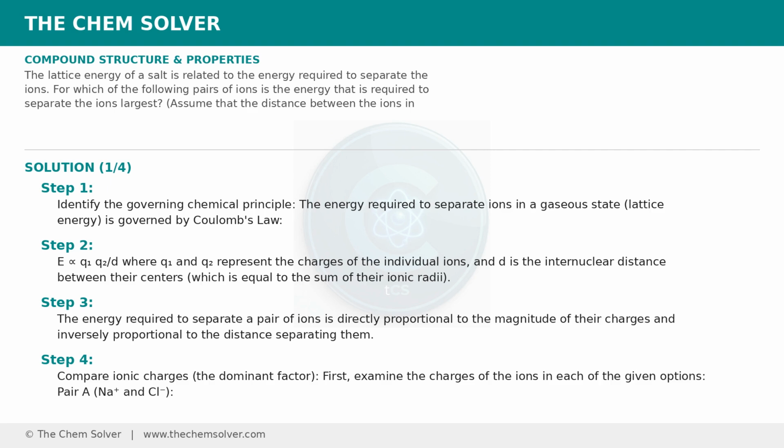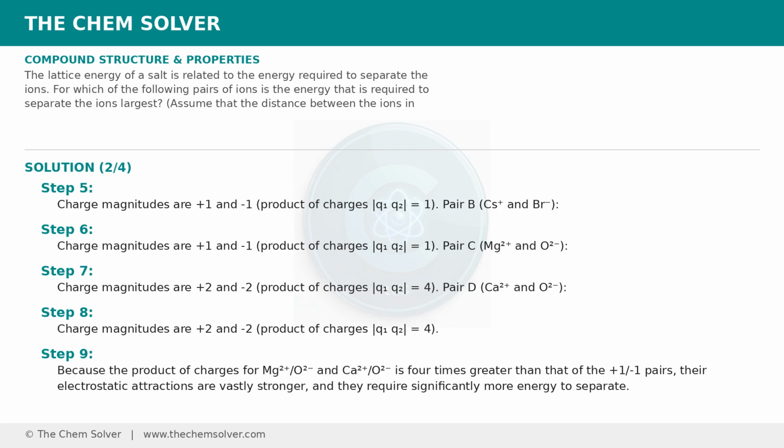Pair A, Na to the power plus and Cl to the power negative. Charge magnitudes are +1 and -1. Product of charges Q1 Q2 equals 1. Pair B, Cs to the power plus and Br to the power negative, charge magnitudes are +1 and -1. Product of charges Q1 Q2 equals 1.